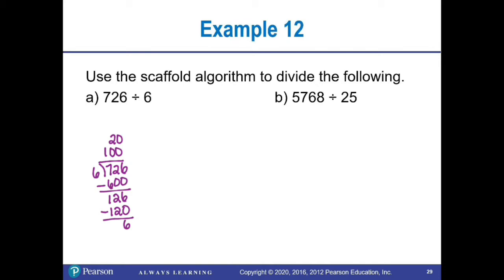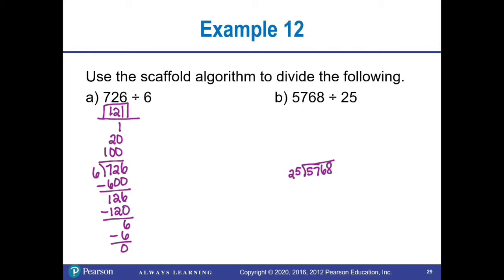Now I'm going to think about single groups of 6. And one group of 6 is 6, and that leaves me with 0. The scaffold algorithm is different because we add up, and that makes many students uncomfortable. But I add 100 plus 20 plus 1 gives me 121. Let's look at part B. Now remember to leave a space between your problem and your division symbol.